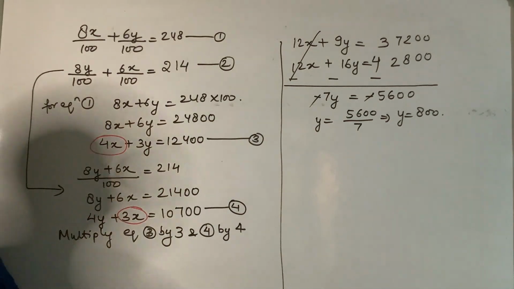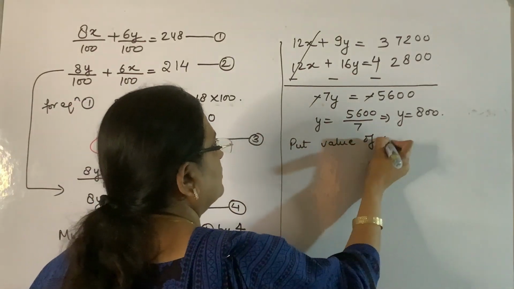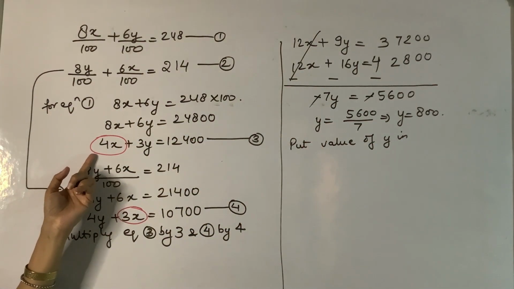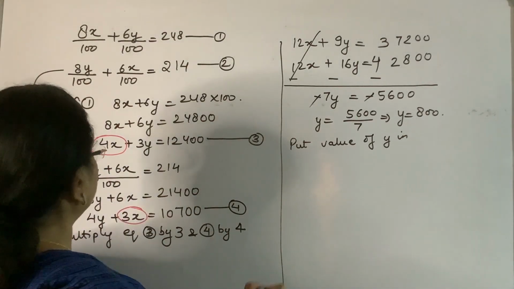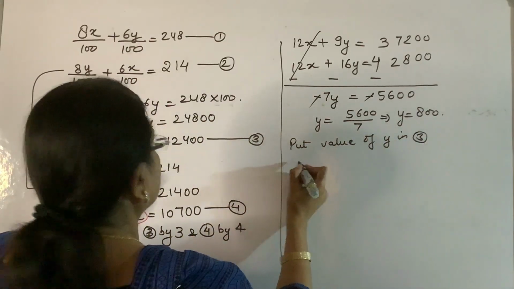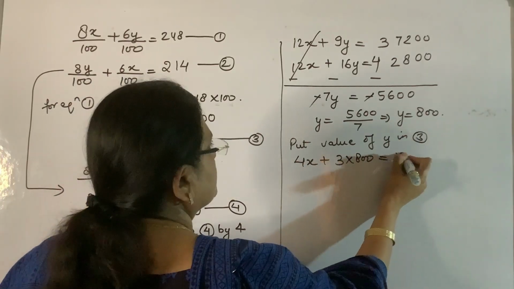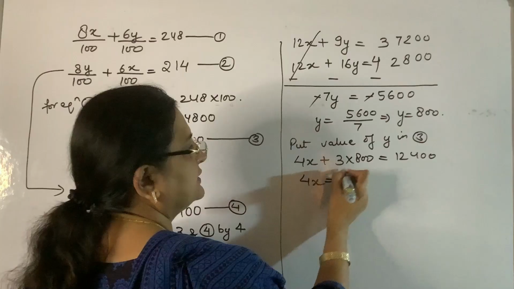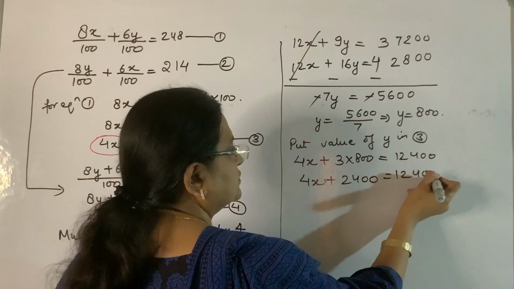Now for x, substitute the value of y in whichever equation you like. You can put it in the third also and you could put it in the fourth also. So let us say we put it in equation 3. So this will be 4x plus 3y is equal to 12400. Okay, so this will be 4x plus 2400 is equal to 12400.